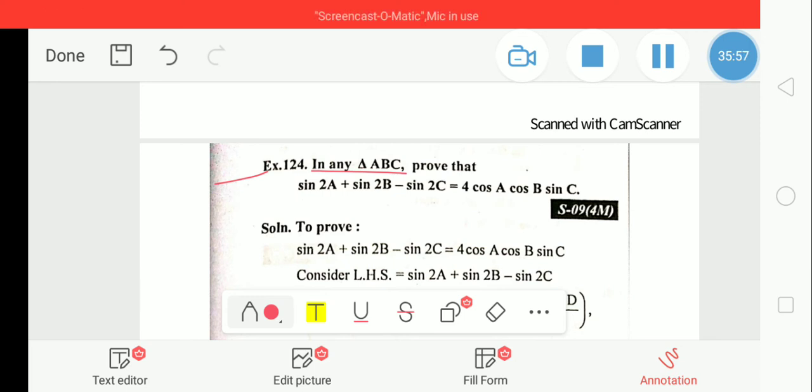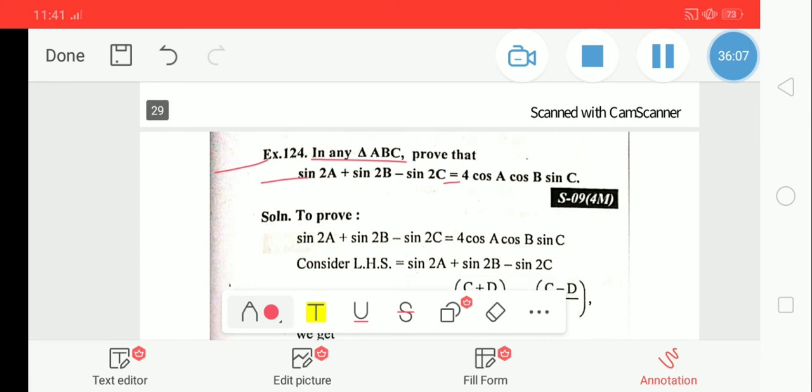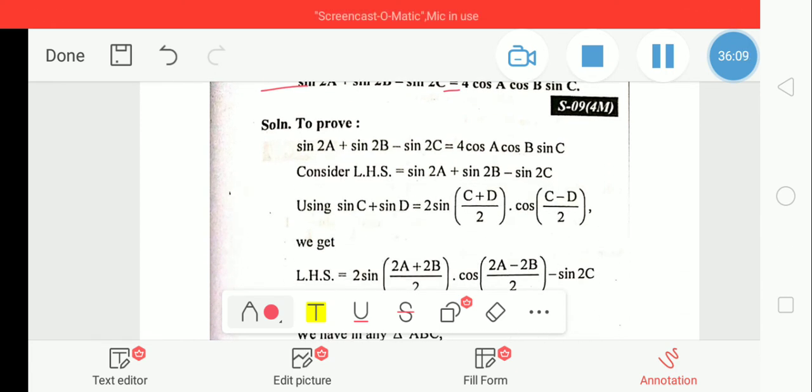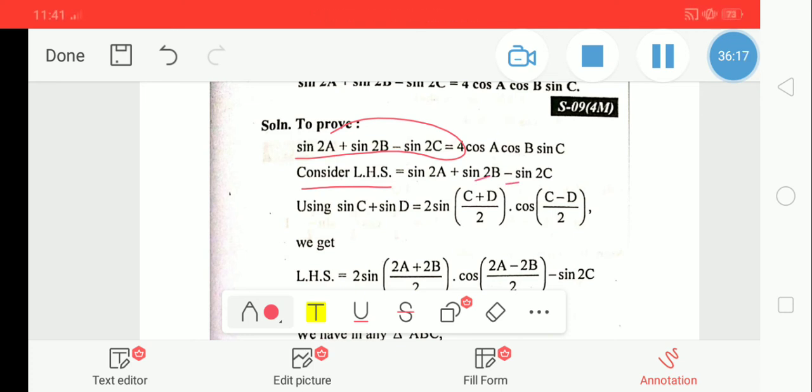In any triangle ABC, prove that sine of 2A plus sine of 2B minus sine of 2C is equal to 4 cos A cos B sin C. So prove that this is equal to this. Consider the LHS, this part: sin 2A plus sin 2B minus sin 2C.